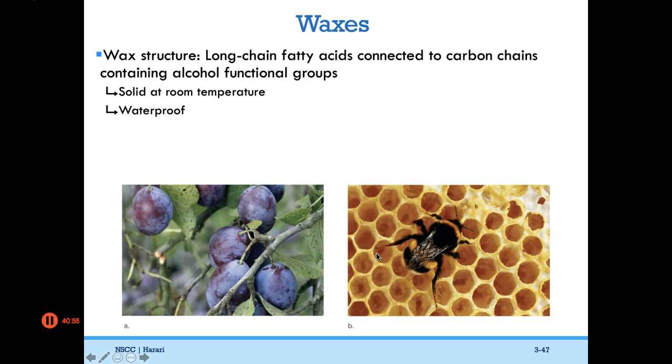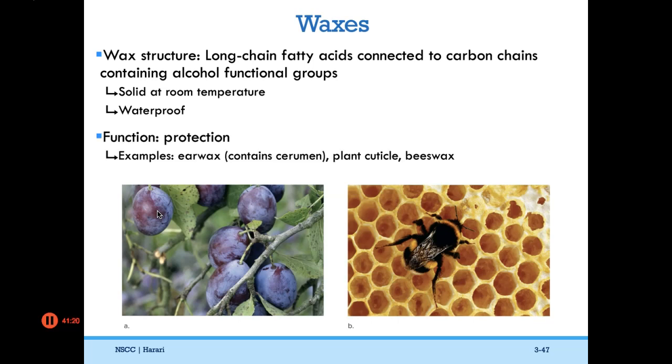Also, bees secrete a wax that allows them to build the honeycomb to store their honey in. So these are hydrophobic, right? That's why rain doesn't seep into a fruit and the fruit doesn't swell up from the rain. The leaves of plants have a cuticle layer that's made of wax as well. These are for protection.